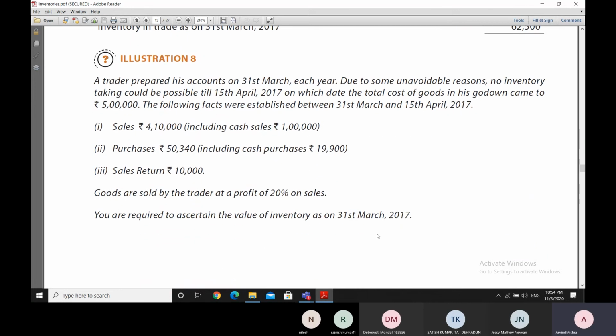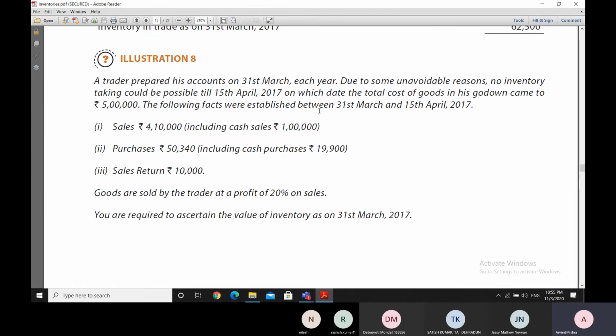Now let us take another illustration, illustration 8. A trader prepared his accounts on 31st March each year. Due to some unavoidable reasons, no inventory taking was possible till 15th April. So he took the inventory on 15th April 2017, that is after a delay of 15 days, on which date the total cost of the goods in his godown came to 5 lakh rupees.